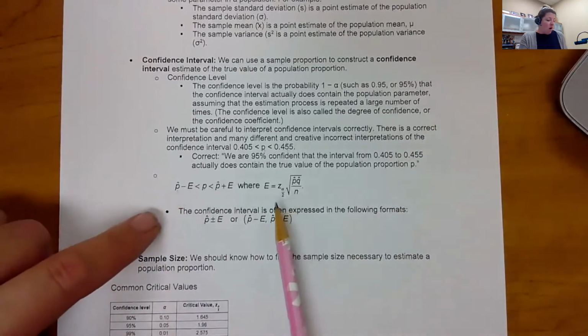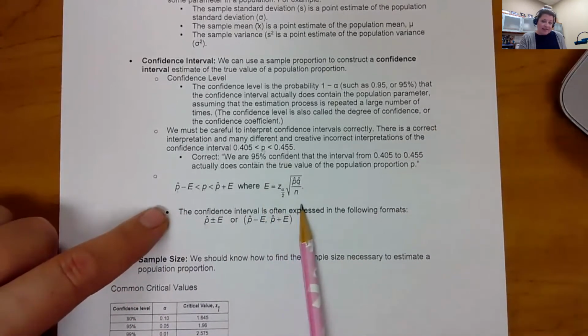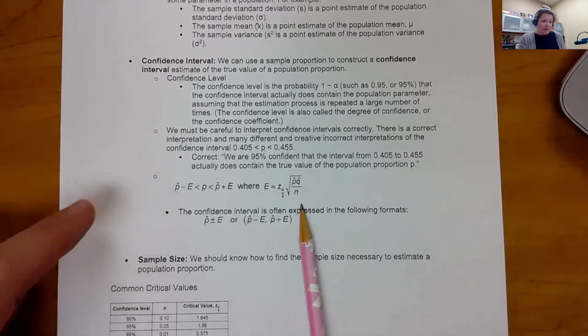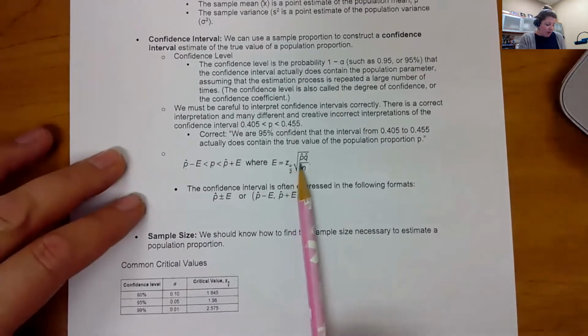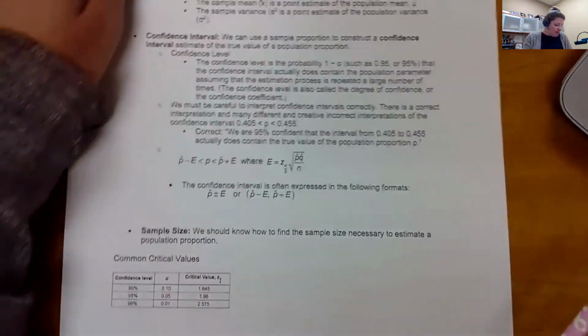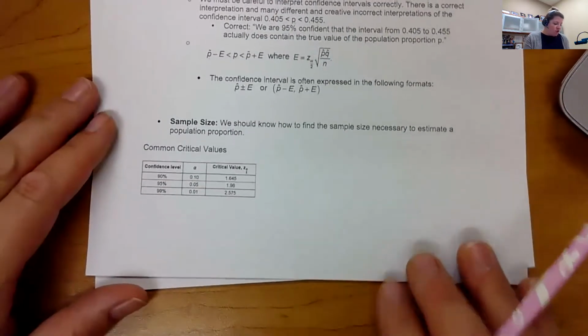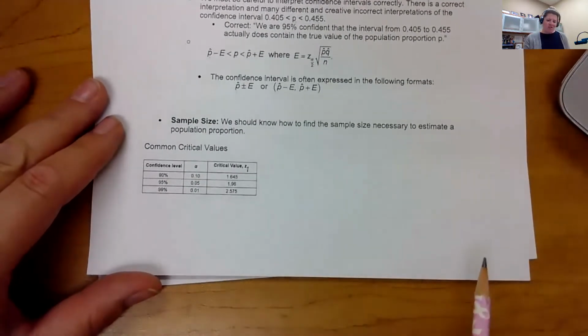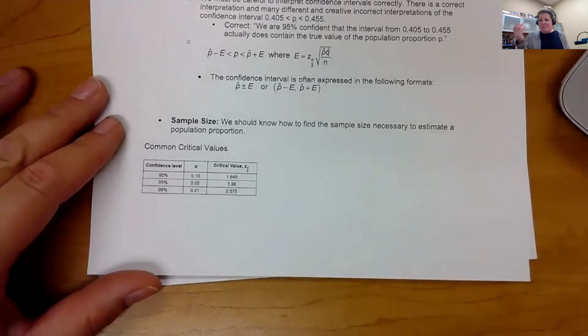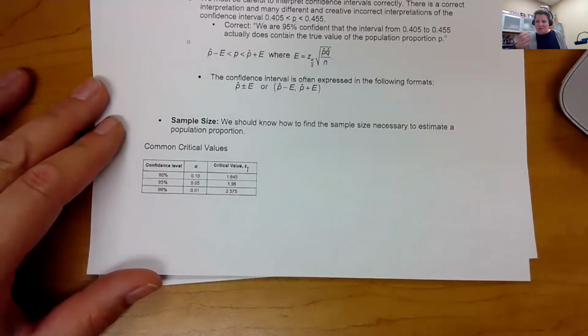And then our error is found by this. Okay, so we need to know what all this stuff means. Getting there. So sample size, we should know, is just the number of people in your sample.